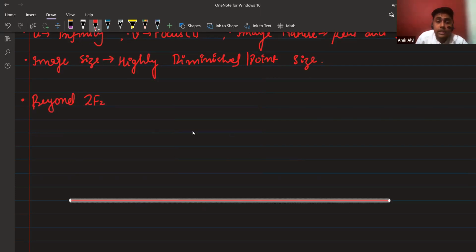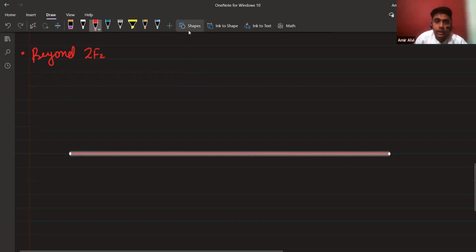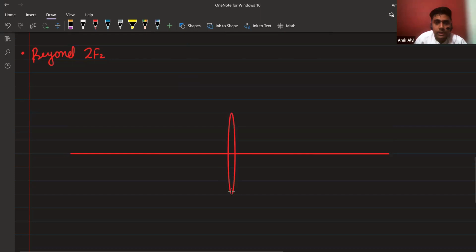Everybody please take this image formation seriously, because 5-marker questions can come from this topic. This is not a minor topic, this is a major topic. You will have at least one ray diagram, or a situation will be given to you where you have to complete the ray diagram. So don't underestimate this topic.